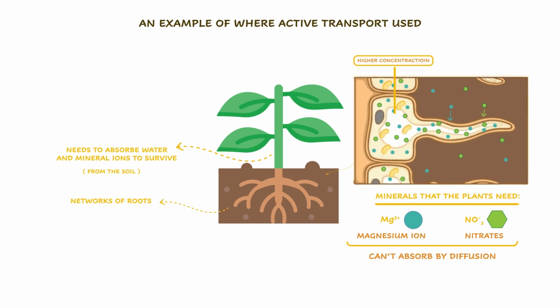Instead, the root hair cells must use active transport to take in these minerals against their concentration gradient, which requires energy. As mentioned earlier, this energy comes from cellular respiration in the mitochondria. Therefore, another adaptation of root hair cells is that they contain many mitochondria to generate the necessary energy for active transport. In summary, root hair cells use active transport to absorb mineral ions. They are well adapted to this.